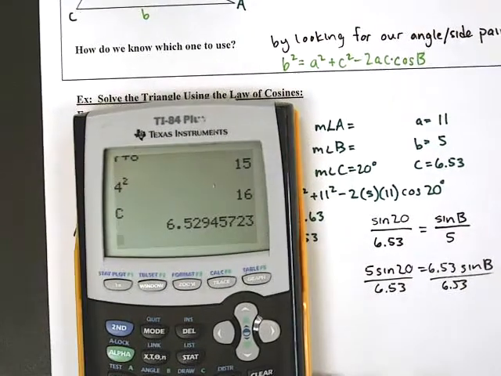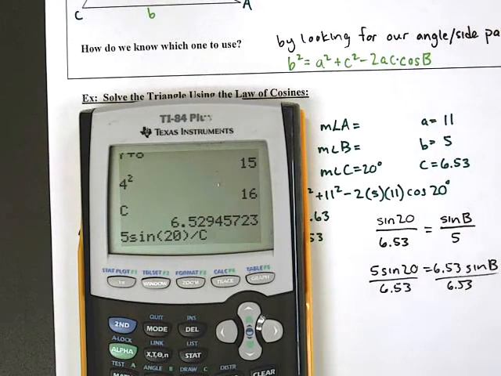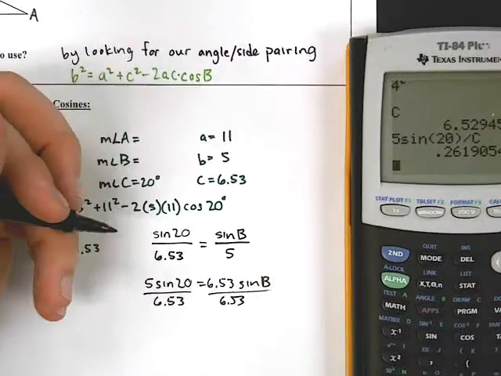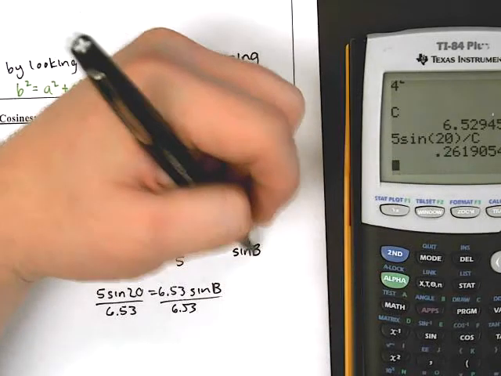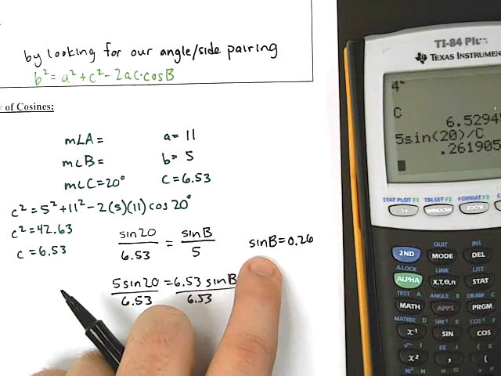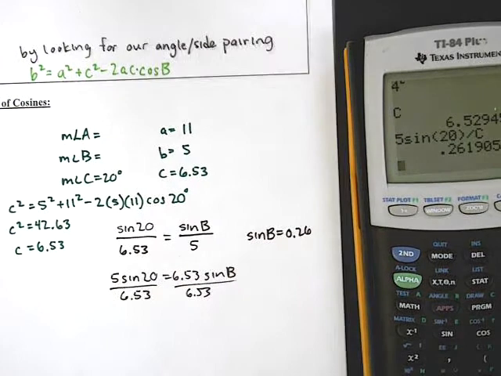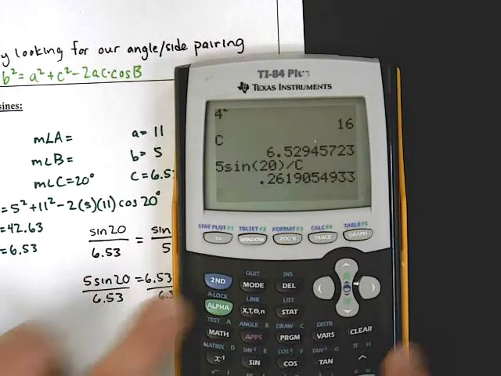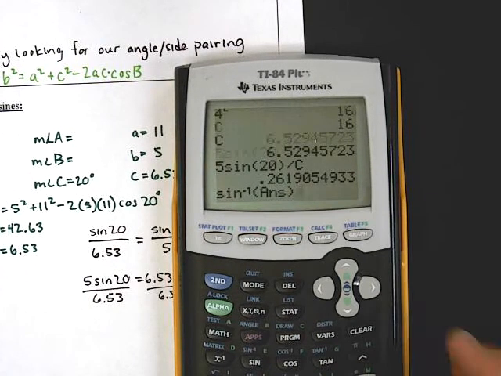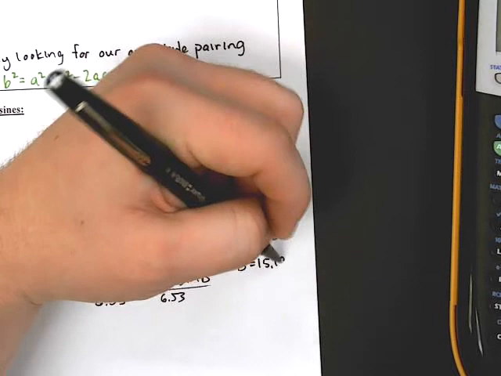We know we're going to do 5 sine 20. We know we're going to divide that by, remember, I'm going to use letter C. And now I know that sine B has to equal 0.2619. So sine of B is equal to 0.26. But again, what do I have to do? Because I'm looking for an angle, how do I get an angle from a ratio? I actually have to use the inverse sine. So I'm going to take second sine of this ratio to get my angle of 15.18. So B is equal to 15.18.